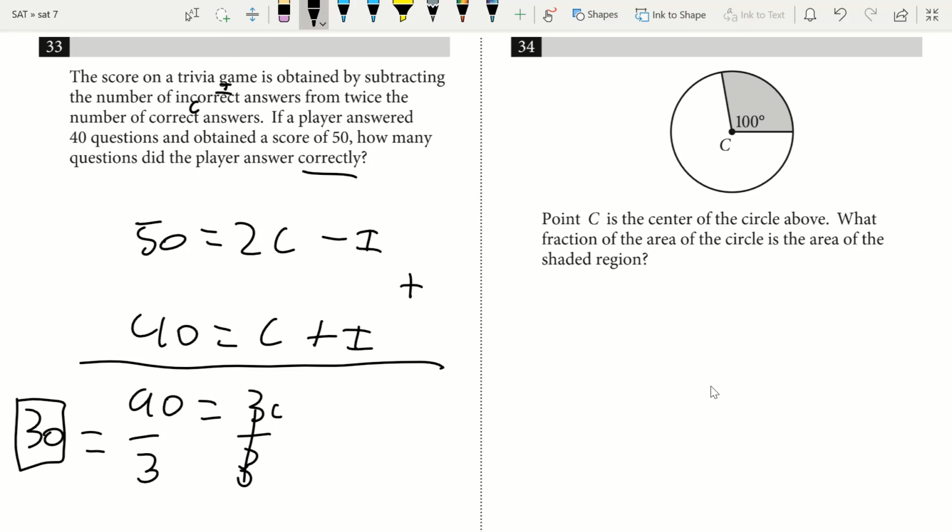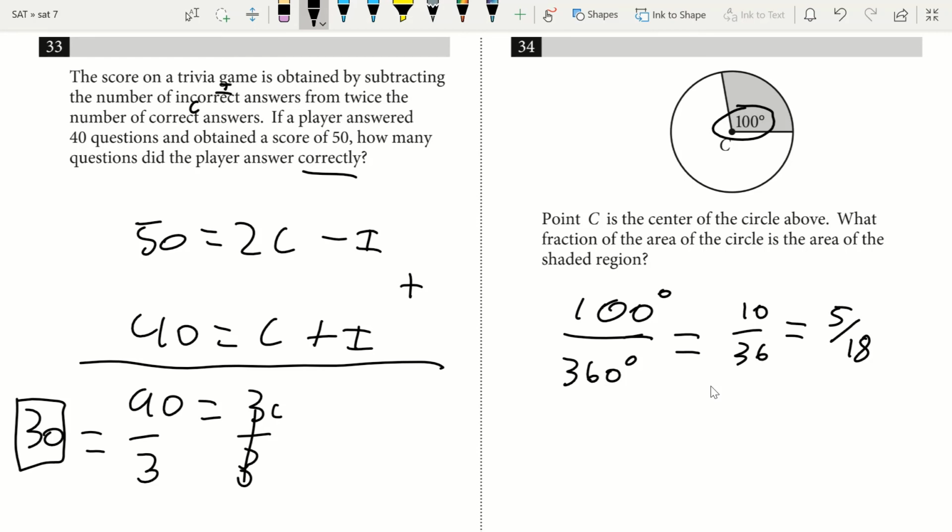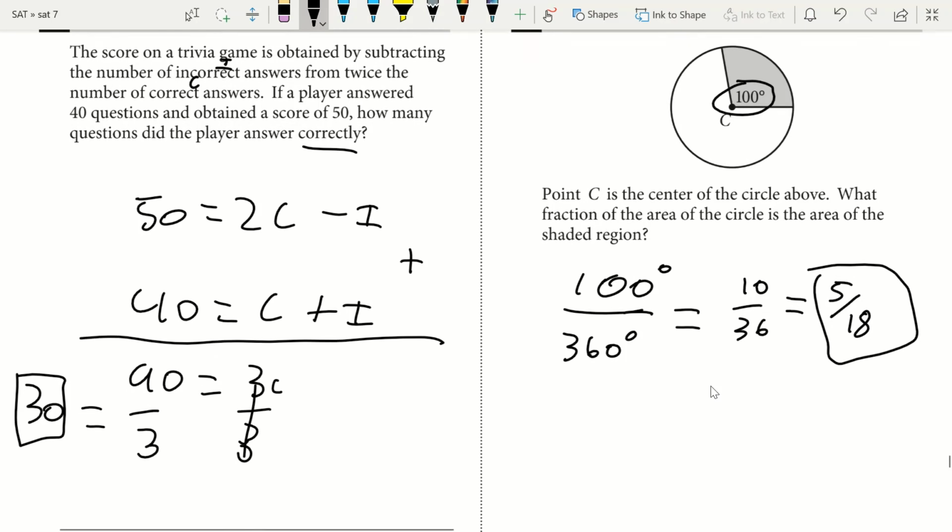Question 34. Point C is the center of the circle above. What fraction of the area of the circle is the area of the shaded region? My shaded region is 100 degrees. So my fraction of the shaded region over the total circle's area is going to equal my fraction of degrees, which is 100 degrees over the total number of degrees in the circle, which is 360. I can simplify that down to 10 over 36, but that's not going to fit in your fill-in answer, because you have to get it down even more than that. So we can simplify that to 5 over 18 by dividing 10 by 2 and 36 by 2. So my answer there is going to be 5 over 18.